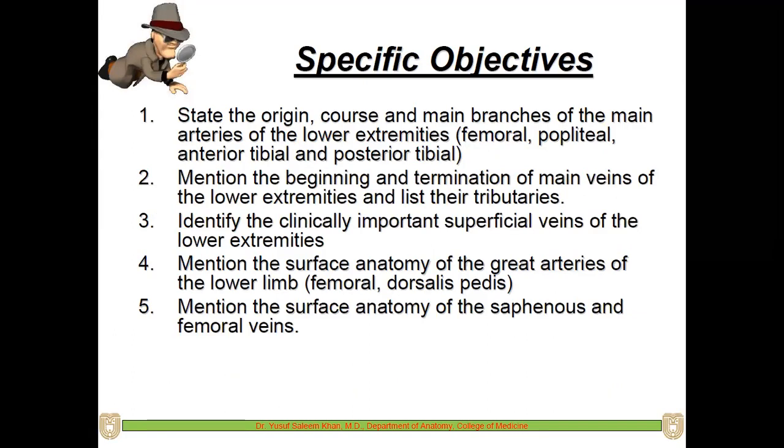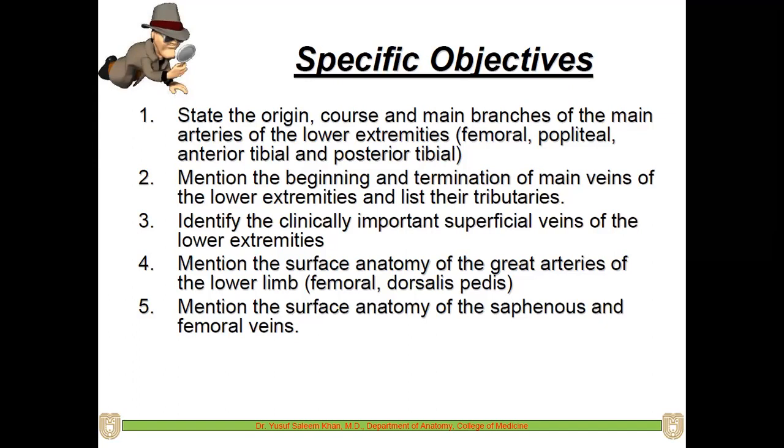Then mention the beginning and termination of the main veins of the lower extremity. Okay, and list their tributaries. Then identify the clinically important superficial veins of the lower extremity. Then mention the surface anatomy of the great arteries of the lower limb, that is the femoral as well as dorsalis pedis artery. Okay, just like in case of the upper limb we did surface anatomy, here also we will study. Then mention the surface anatomy of the saphenous as well as the femoral veins.